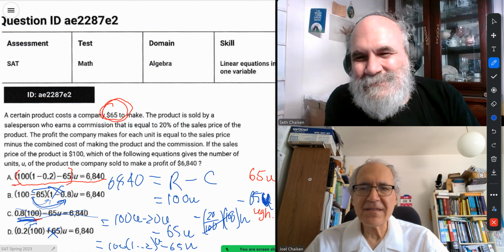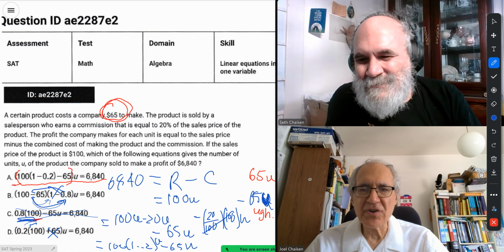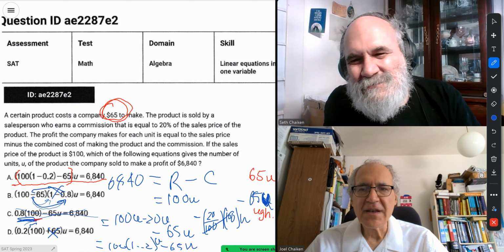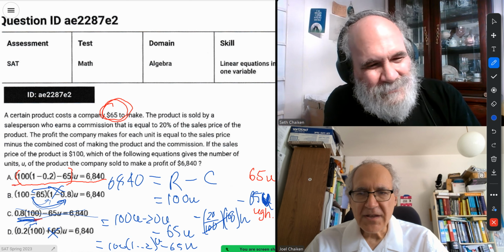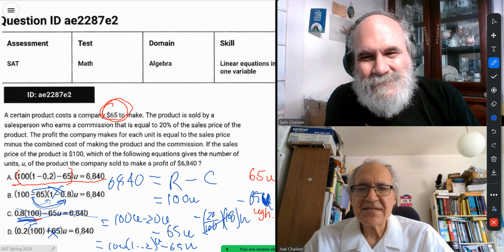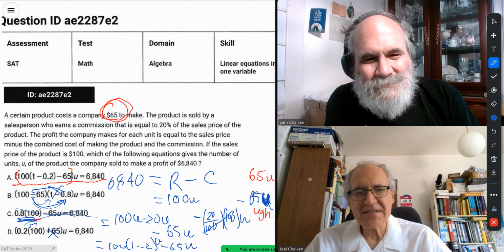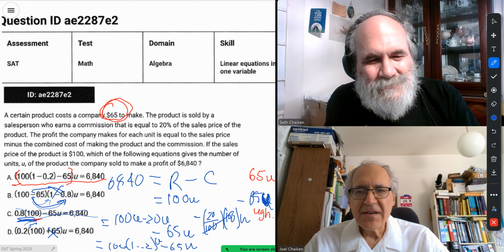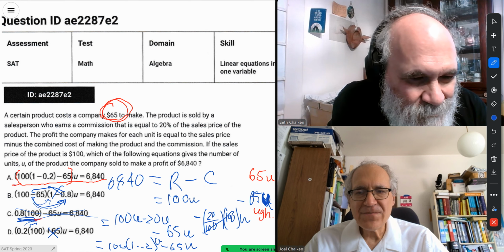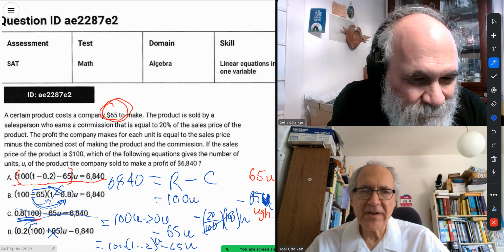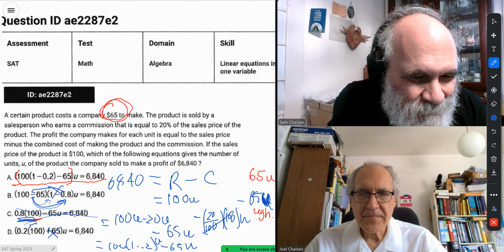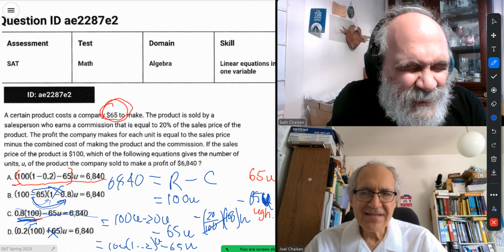You're right, Seth. The better way to do this is to look at the answers and evaluate them. In B and C, you throw C out immediately because the left hand side is not proportional to U. And in B and C, the 65 is being multiplied by the 0.2, which makes no sense. So the only answer that makes sense is A.